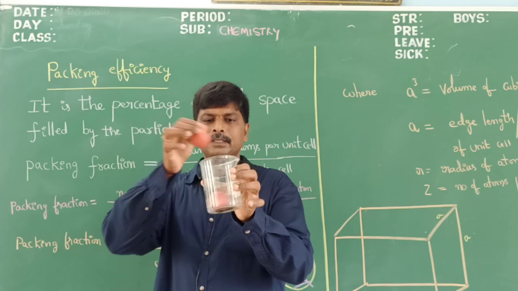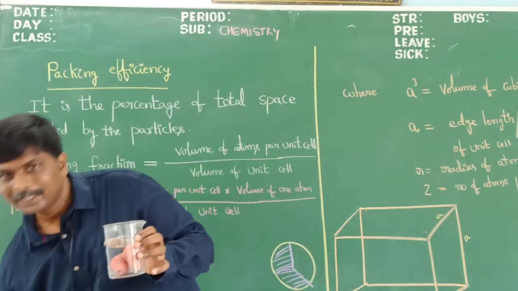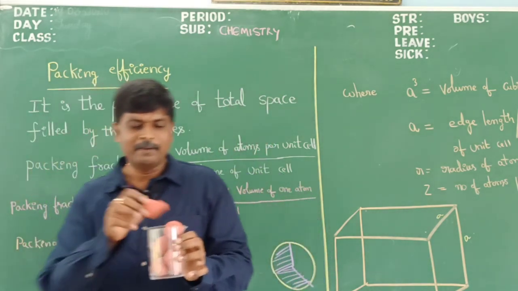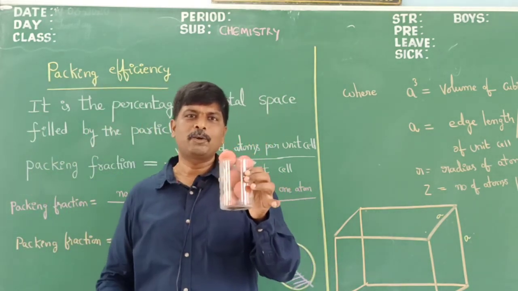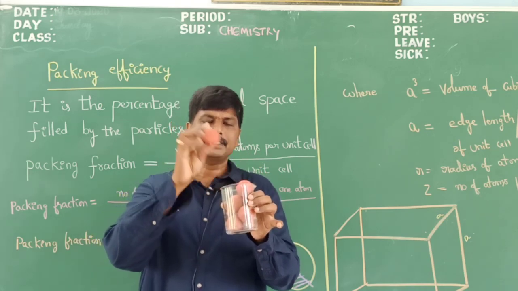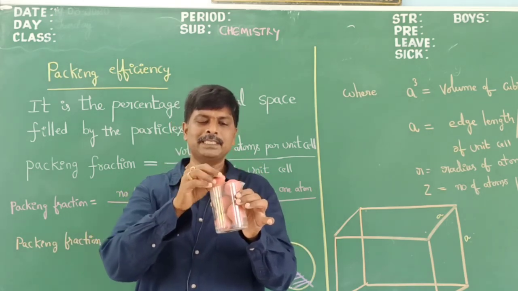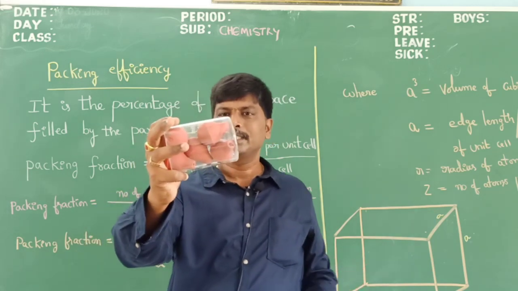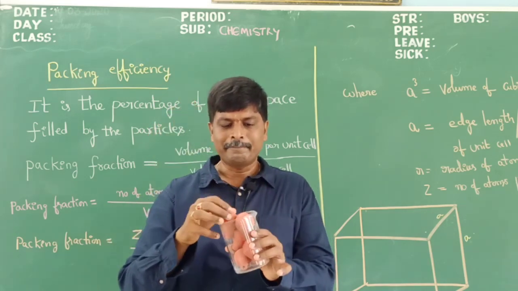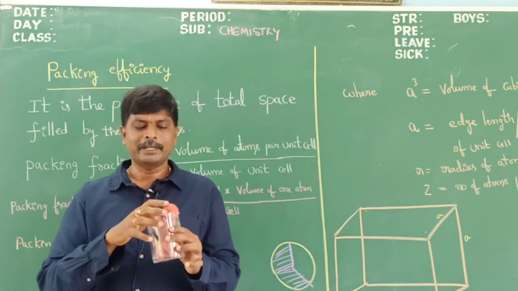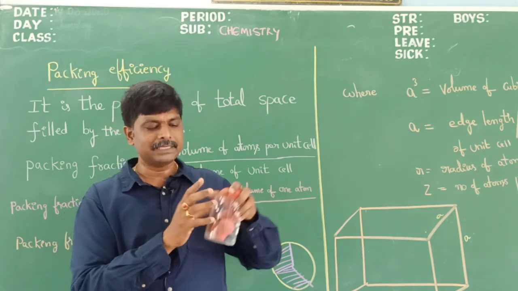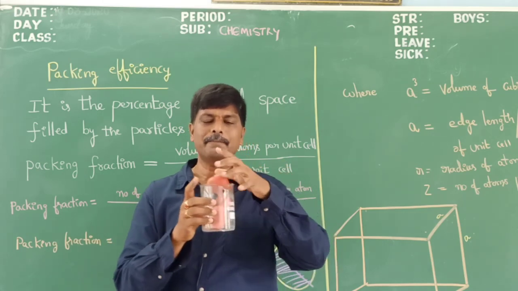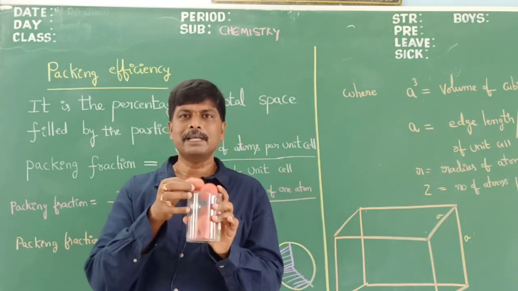1, 2, 3, 4, 5. Is it possible to fill the entire beaker with these atoms, with these spheres? Is it possible? You check whether any vacant space is there or not. You can check. Yes. By filling with these atoms, you can find so much vacant space in between the atoms. So it is not possible to fill 100% of this beaker with this type of particles.